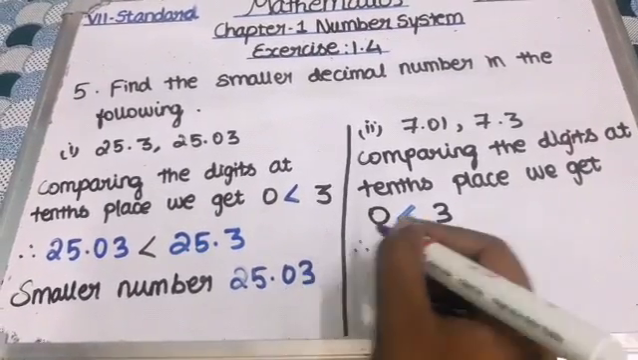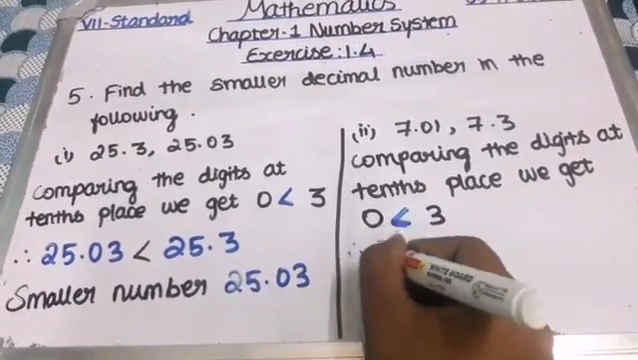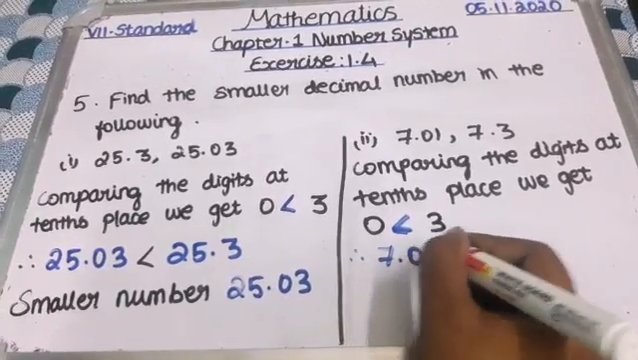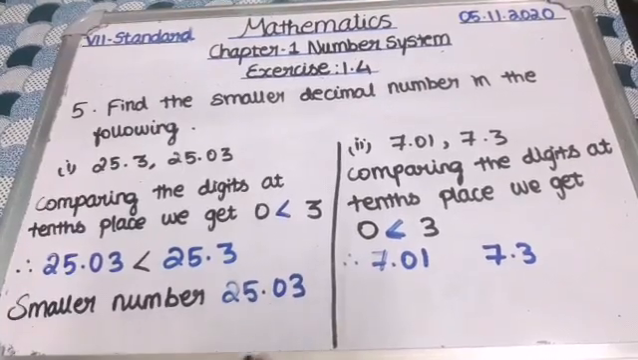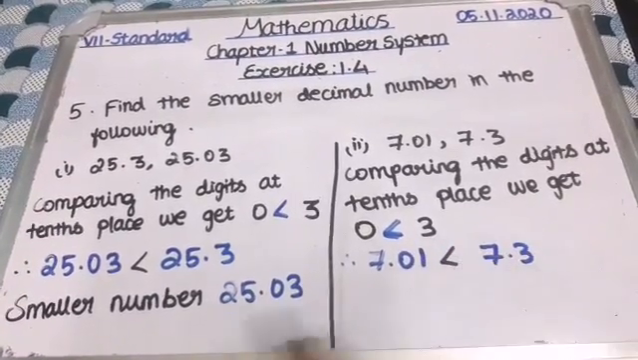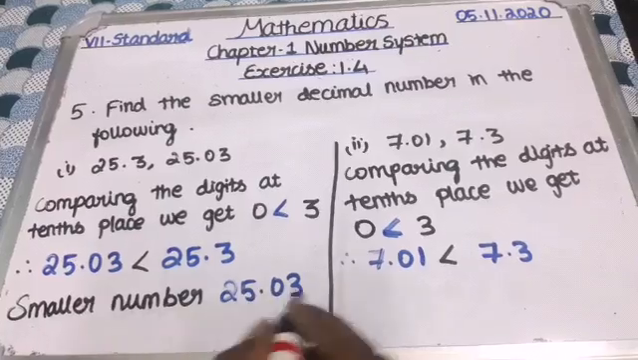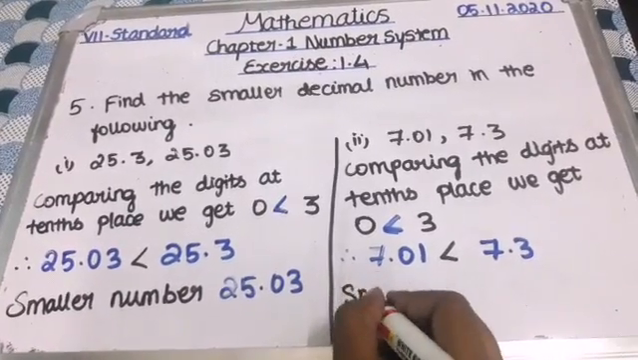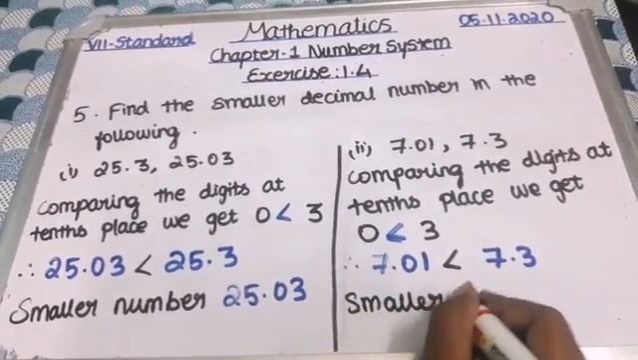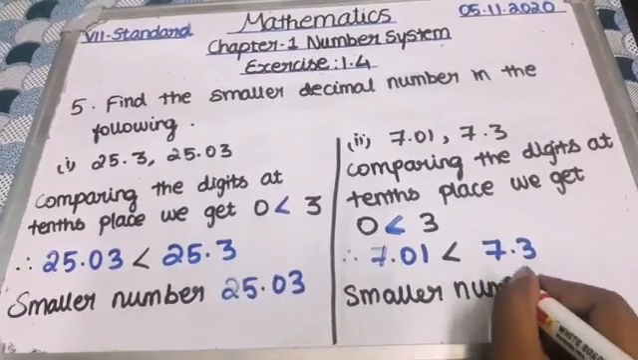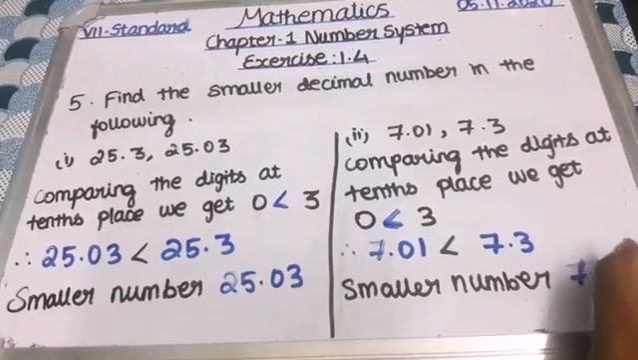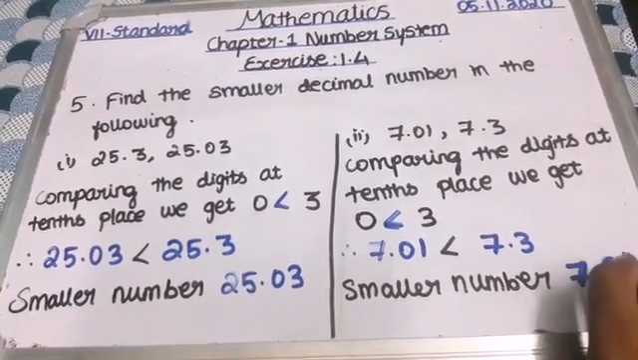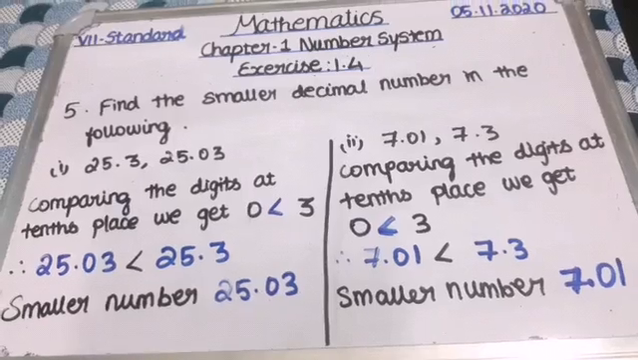Therefore we can write it as 7.01, 7.3. Now which is smaller? 7.01 is smaller than 7.3. So the smaller number is 7.01. Now you understand, students?